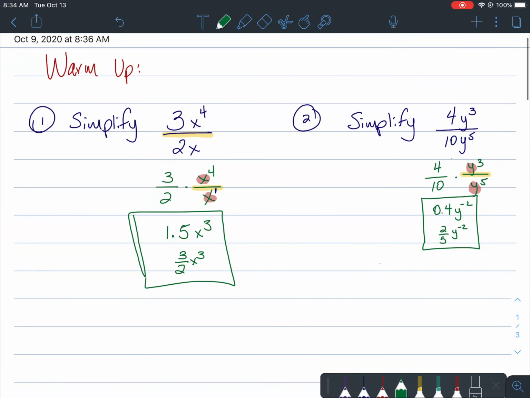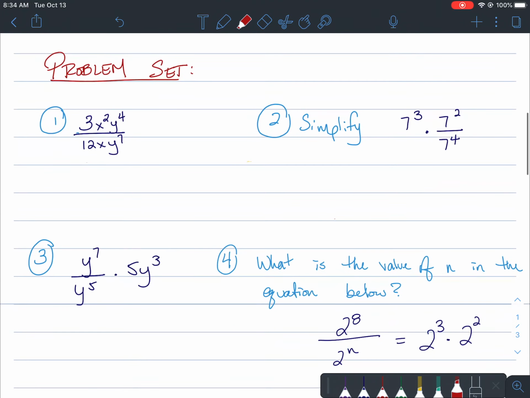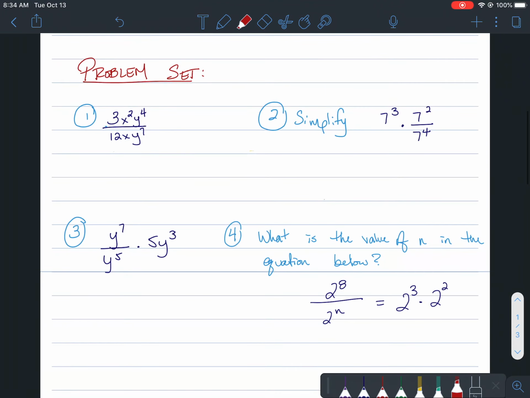Okay. You can also take these and do them without writing them all out. I'll do my coefficients first, which gives me 2 fifths. Then I can do my variables, and that will give me y to the negative 2. So you don't have to break it up, but I'm going to show you both steps. Here's the problem set for today. So pause, do these on your own, and then we'll go over them together.